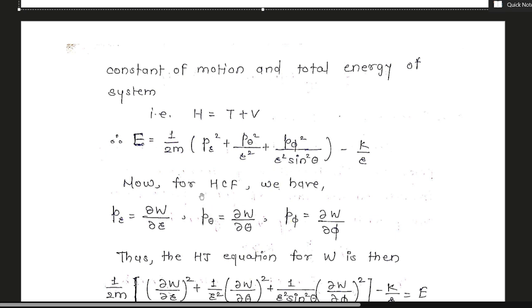Now for the HCF we have, the Hamiltonian characteristic function.